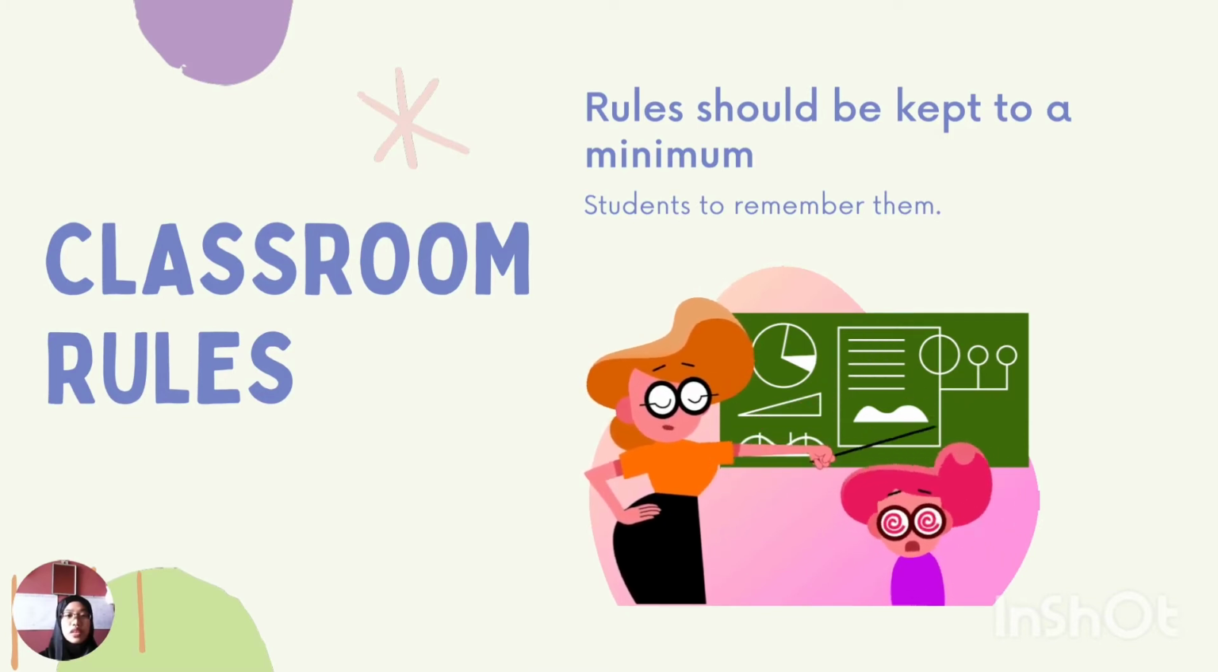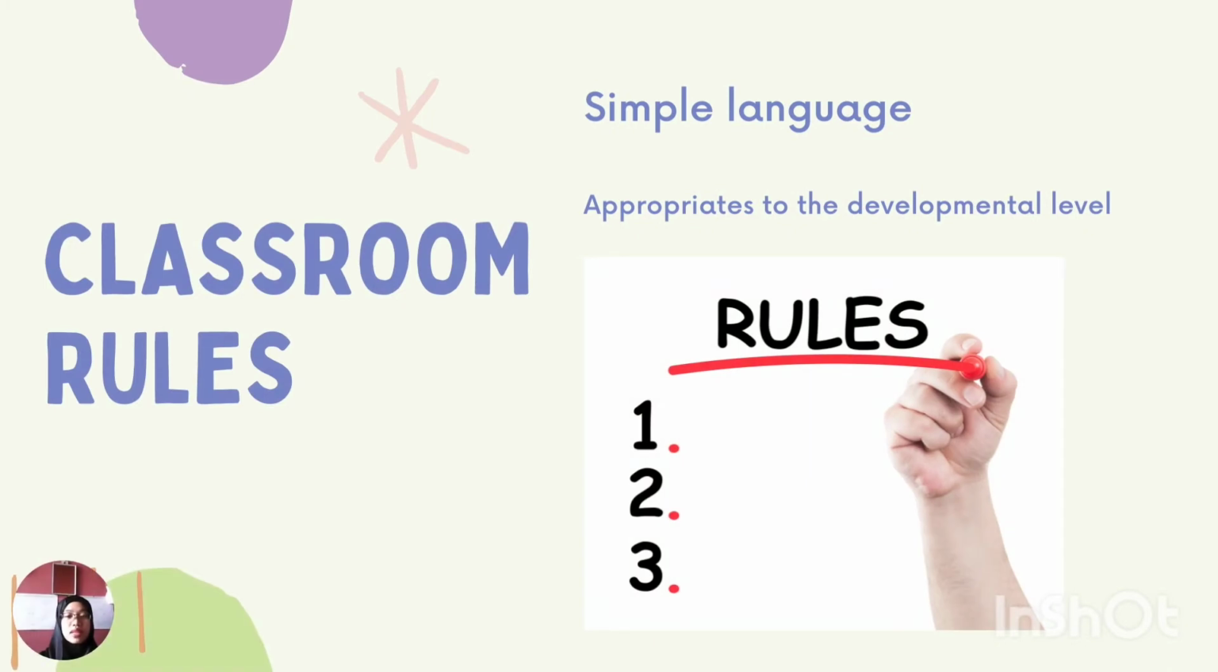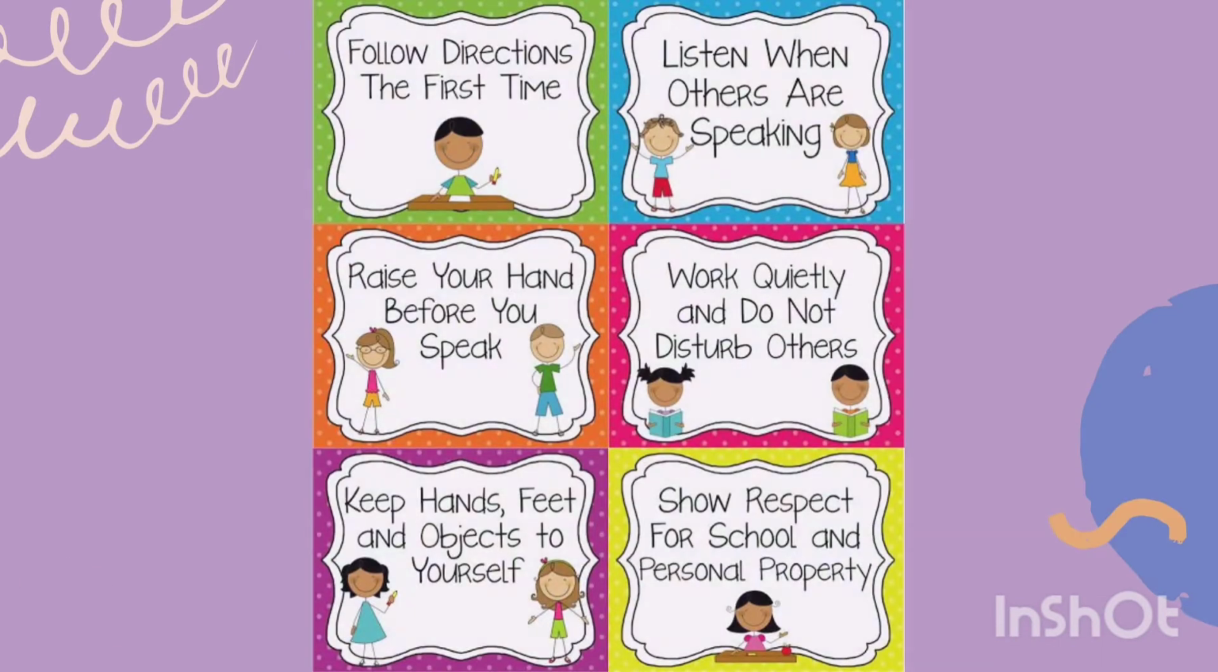The rules that are going to be established should be kept to a minimum so that the students are able to remember them easily. And the rules should use simple language and must be appropriate to the developmental level of the students. So here's an example of good classroom rules for elementary students.